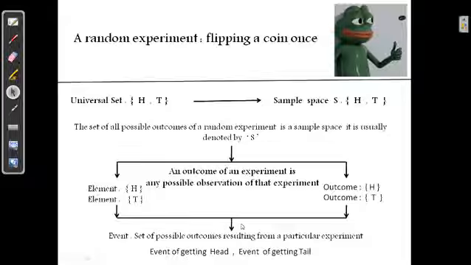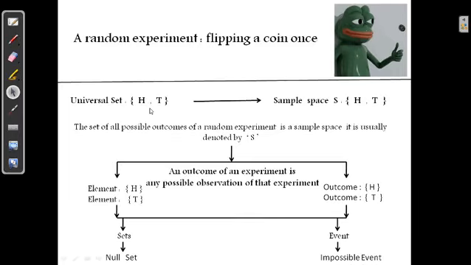Next is null set. Null set means the set which has no elements present in it. If you are asked to get head and tail at the same time, what is it? It is nothing but a null set. In sample space and probability we will be calling that an impossible event. So an example is getting head and tail simultaneously in a trial.